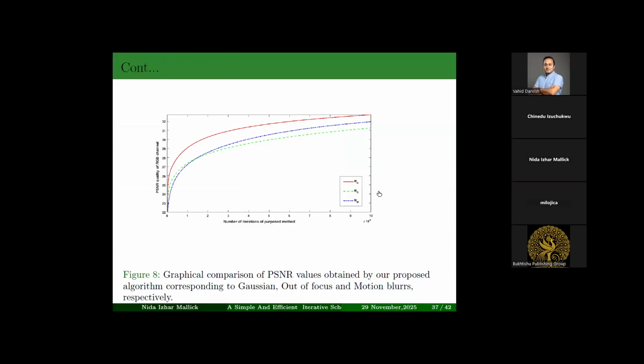Then here are the metrics I used to measure the quality and the convergence or closeness to the real original image. The first one is the PSNR, which is used to check how good the quality of the restored image is, corresponding to the Gaussian, out of focus, and motion blur. So these values, you can see, are above 30. PSNR values ranging between 30 to 40 are considered to be good. That is, the quality of the obtained restored images is in a good category.